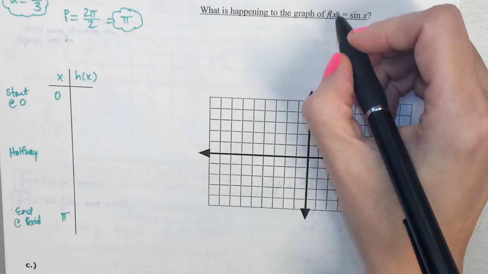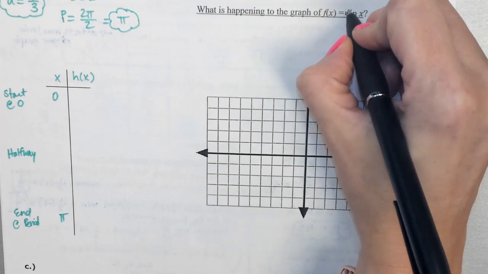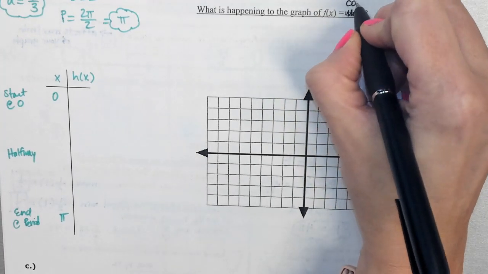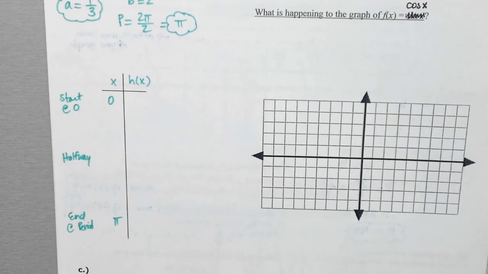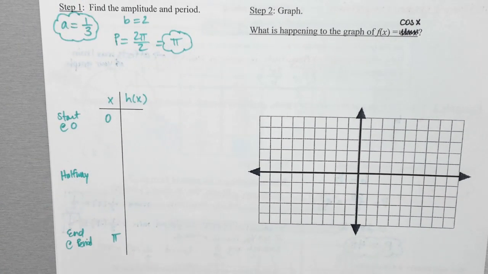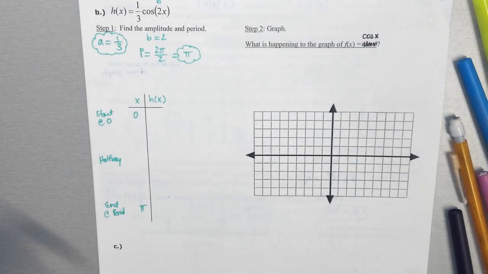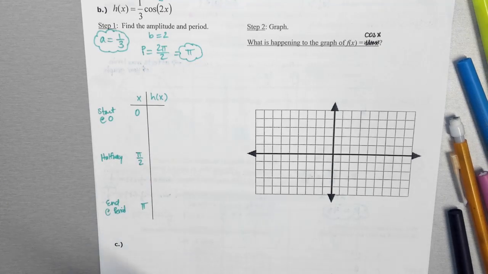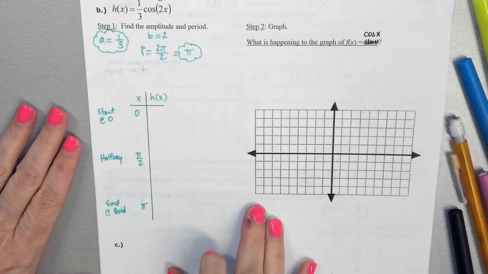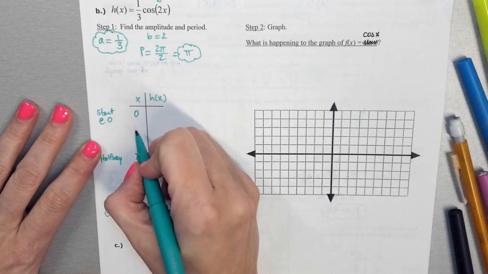Okay, and this is what's happening to the graph of the sine of x, and that was a whoopsie on my part. It should say the cosine because we're doing cosine now. Okay, so what's halfway between 0 and pi? Great. Yep, pi over 2. What's halfway between 0 and pi over 2? Pi over 4. Very good.